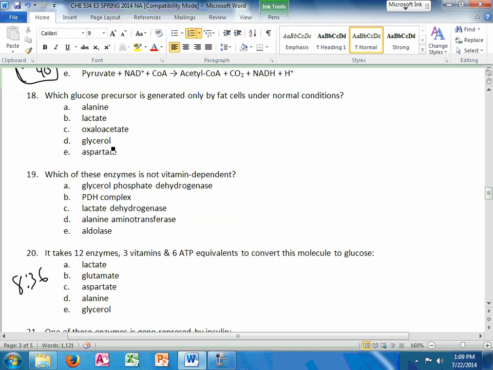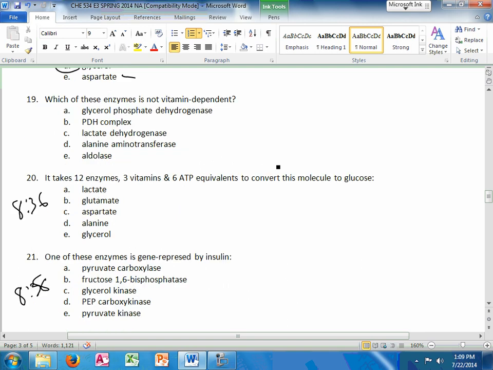Glucose precursors generated only by fat cells under normal conditions. So fat cells, it's going to be glycerol. Lactate, muscle, red blood cells, proteins, I'm not sure if he was trying to trick you. That seems like kind of an obvious one. The glycerol is the backbone to triglycerides.